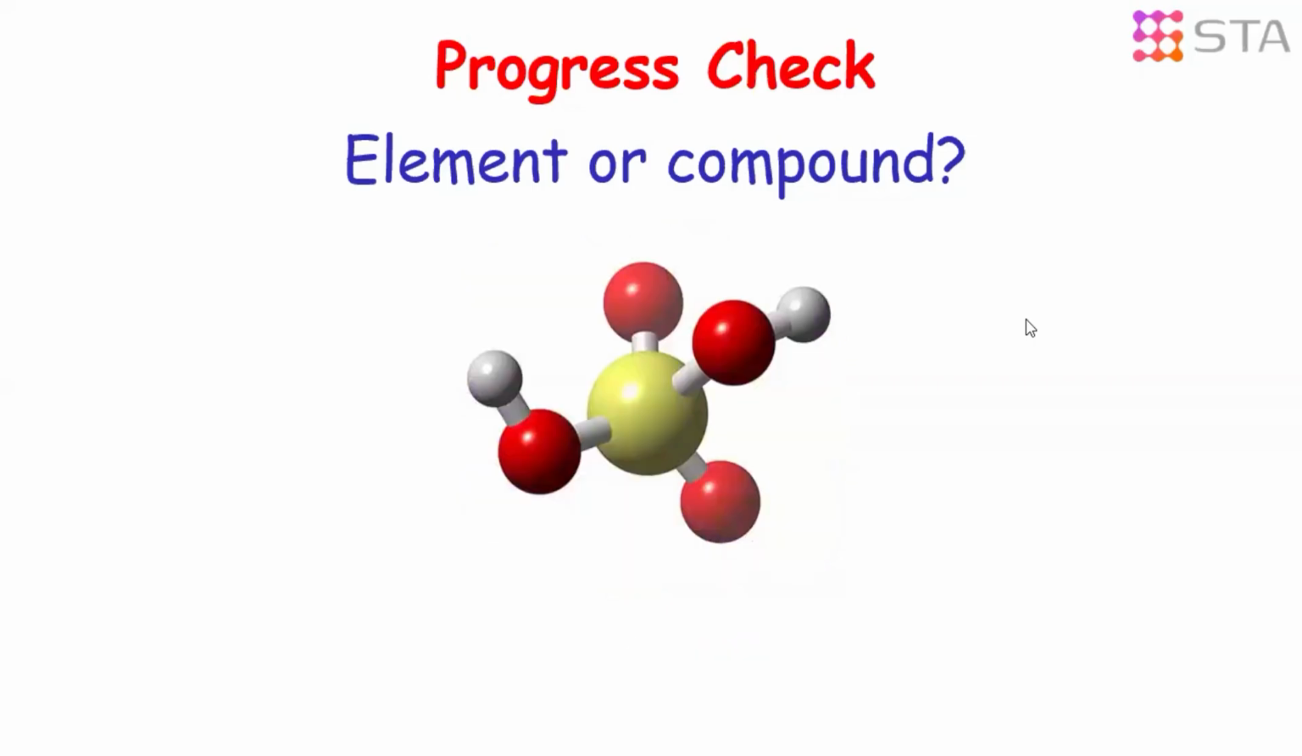Question five. This molecule has quite a few atoms bonded together. Now, there are different types of atoms. We've got the yellow atom in the middle. We've got the red atoms. There's 4 red atoms. And we've also got the white atoms. So there are 3 different types of atom chemically bonded together. So this has to be a compound. So we can say that this is made up of 3 different types of atom or 3 different elements. So this is a compound.